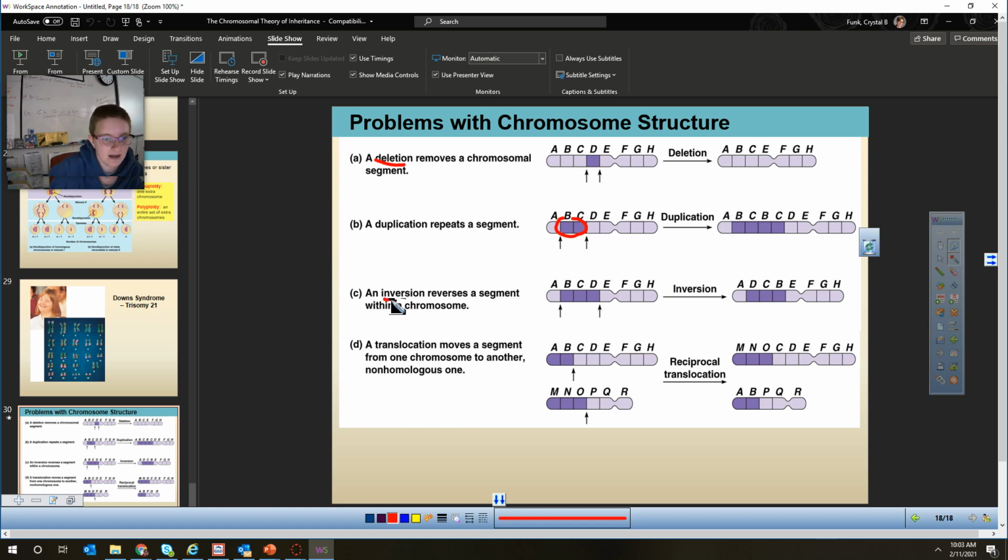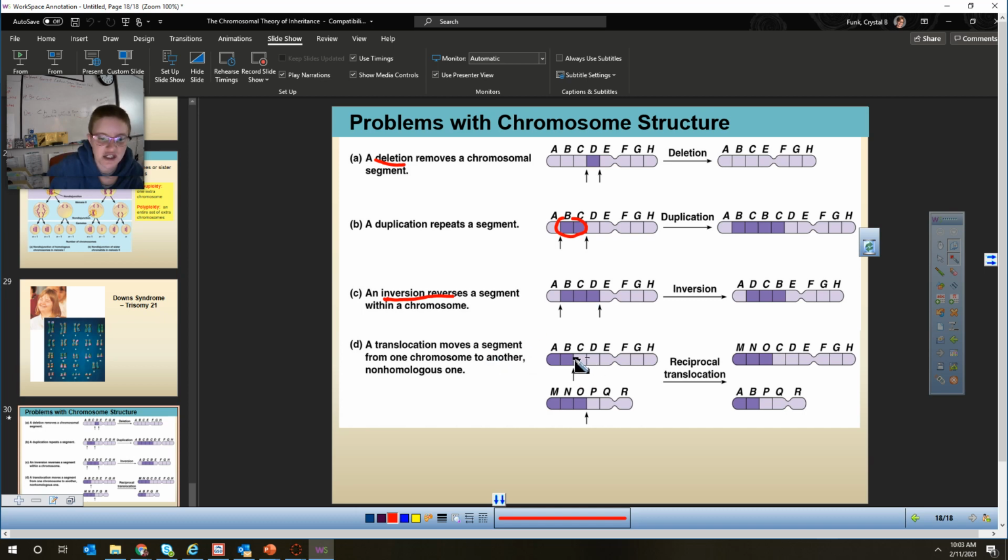Inversions are where we reverse segments of chromosomes. So one BCD, now it's DCB. That person's usually okay. It depends where that break happens and how that gets inverted and what genes are being affected. Usually this person is fine though, except during meiosis. This usually tends to cause non-disjunction problems during meiosis because mom and dad's chromosomes have a hard time finding each other during meiosis because they're not quite the same.